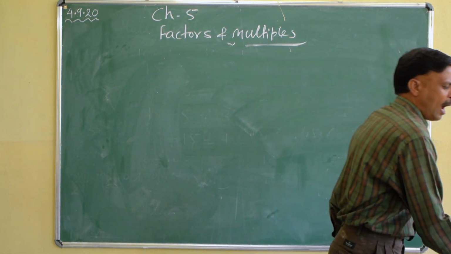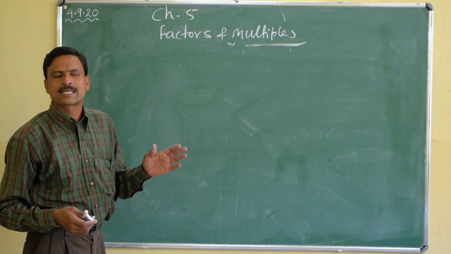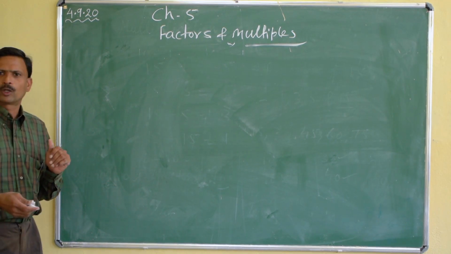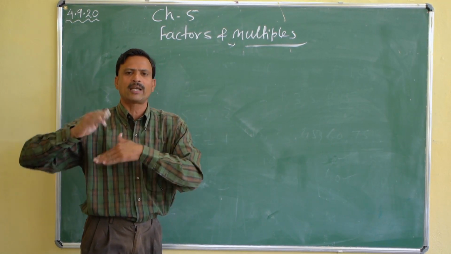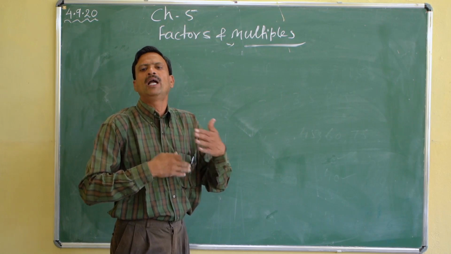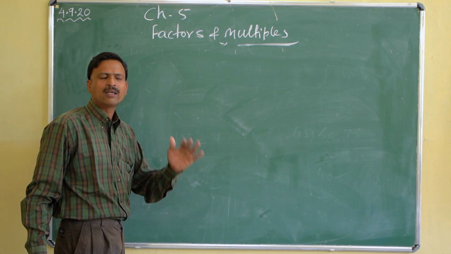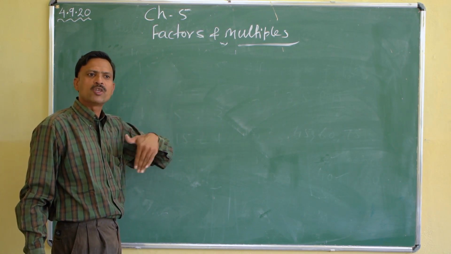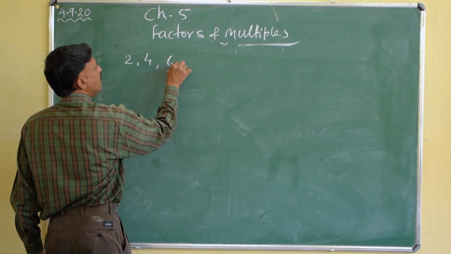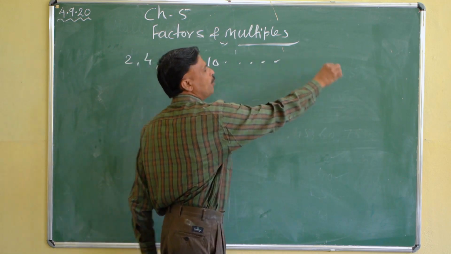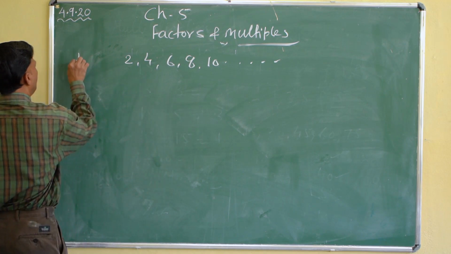First, I hope you know the definition of an even number. In the previous classes you have already studied about even numbers. So what is an even number? A number which is exactly divisible by 2 is called an even number, or you can say a multiple of 2. Like 2 itself, 4, 6, 8, 10. All these numbers are even numbers.